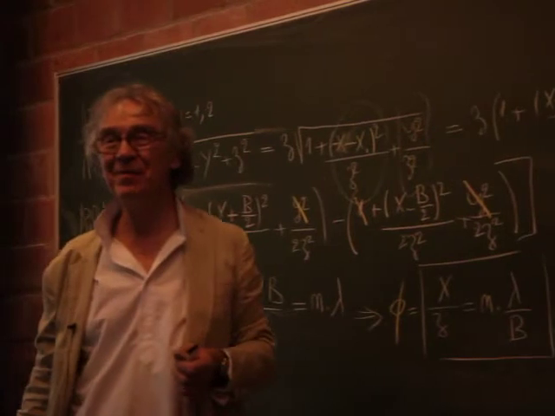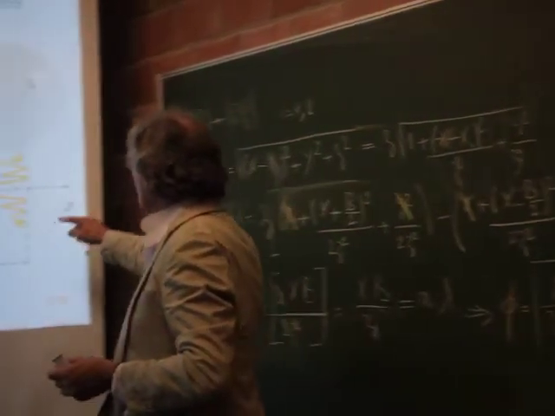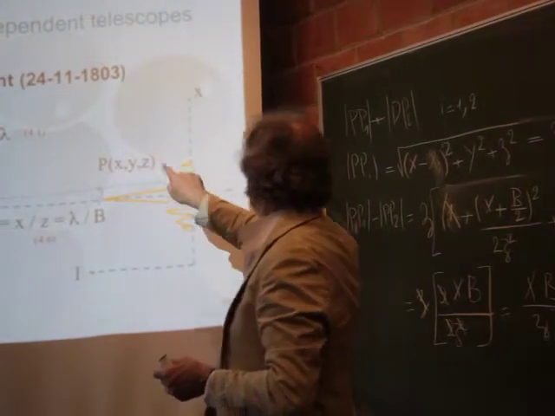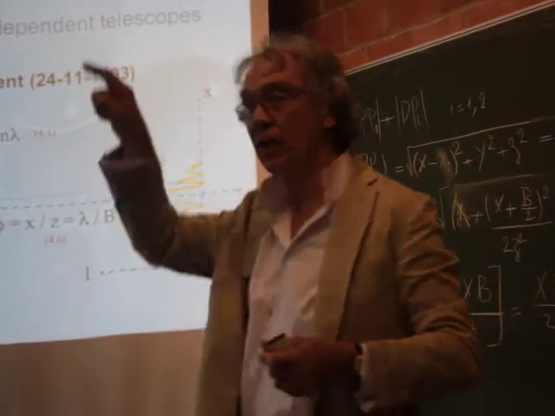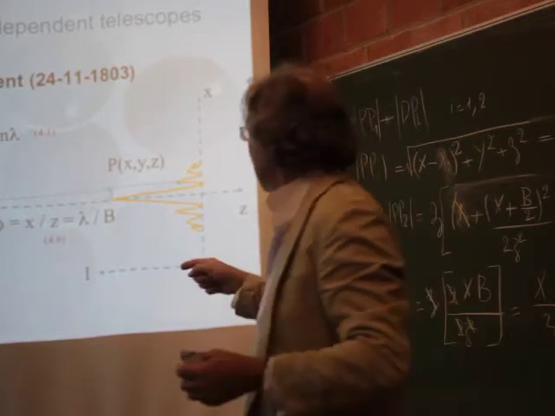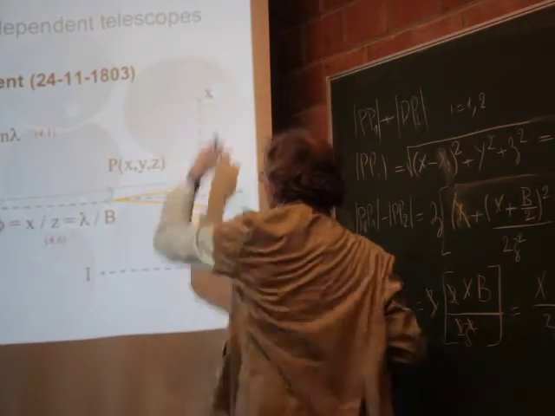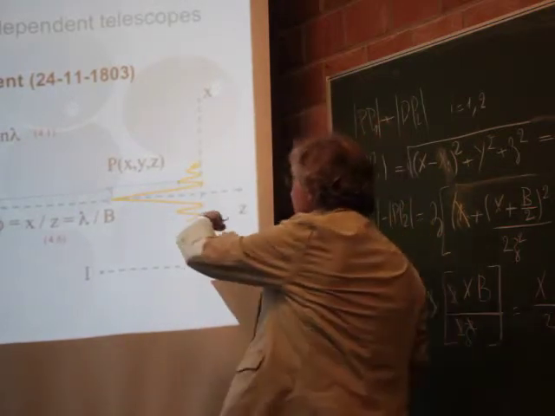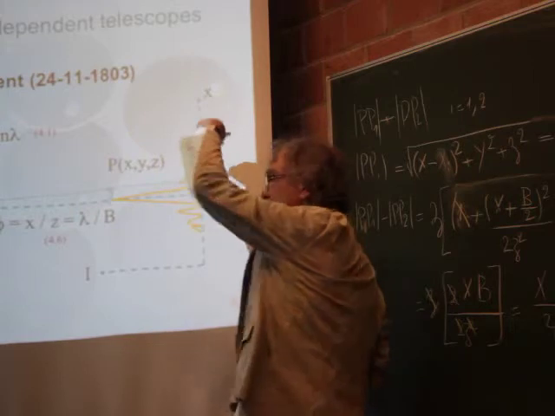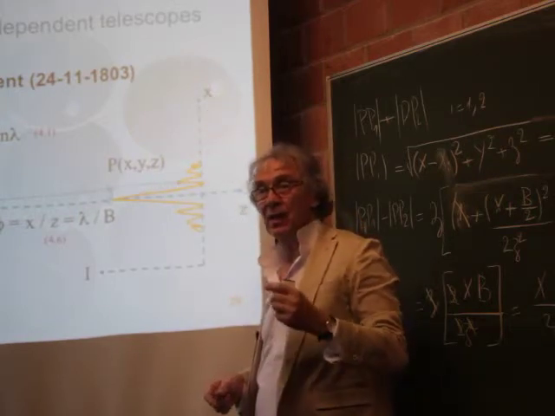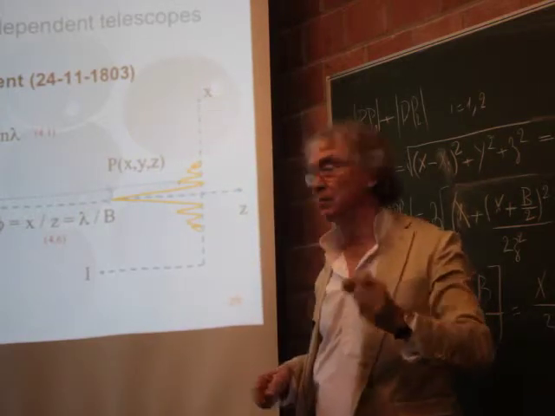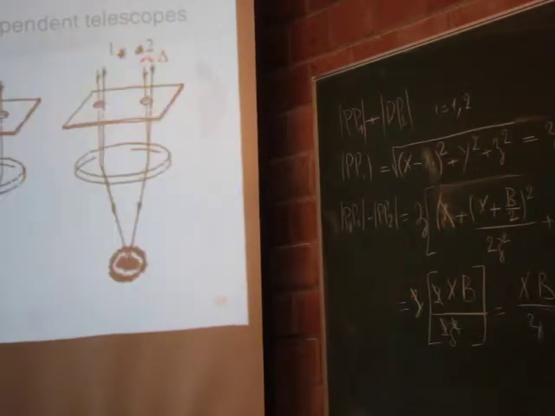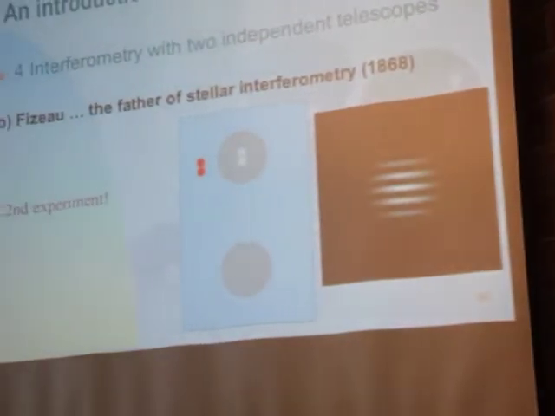Okay. So the second observation, which is interesting, is that this relation is irrespective of y. Which means that here y equals 0, I have a maximum, but for y equal 1, y equal 2, y equal 3, I should also have maxima. So in fact, if I set here a screen perpendicular to that direction, what I would see are fringes. Light fringes, with maxima and minima separated by lambda over b.